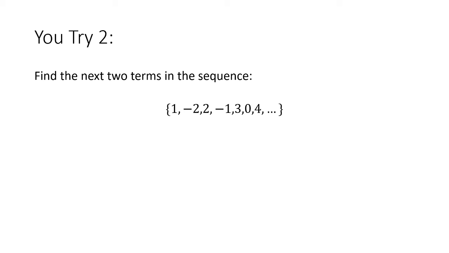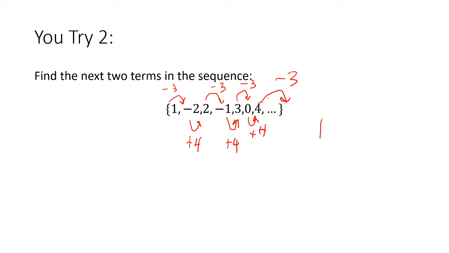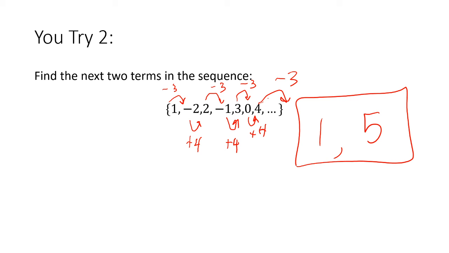Okay, now that you've tried it on your own, let's figure out this rule. Looks like I'm subtracting 3 here, and then I'm adding 3, or adding 4, sorry. Minus 3 plus 4, minus 3 plus 4. So the next 2 terms of the sequence would be, if I minus 3 from here, I'll get 1. And then if I add 4 to that, I'll get 5. It's a tricky sequence. Very tricky.